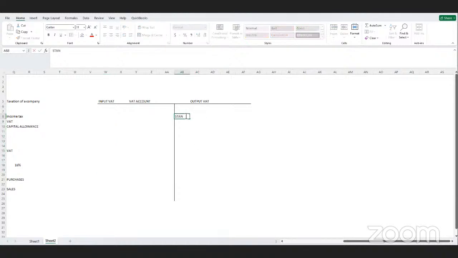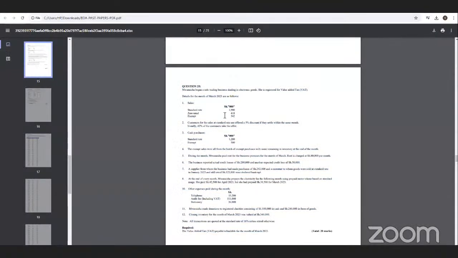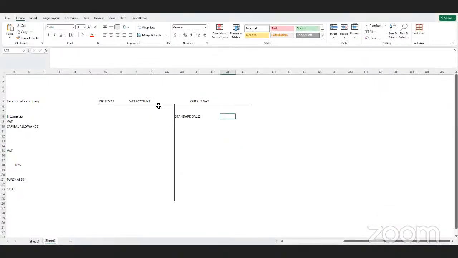So we can start with the standard sales. How much was our standard sales? If you go back to the question, for the standard sales we have the standard rate of 19. So you will open the 19, and then you'll have the 16%. Multiply by 16%. You can integrate 16% here, which you have now. So that you can say this time is 16%, so you get the VAT element of that.